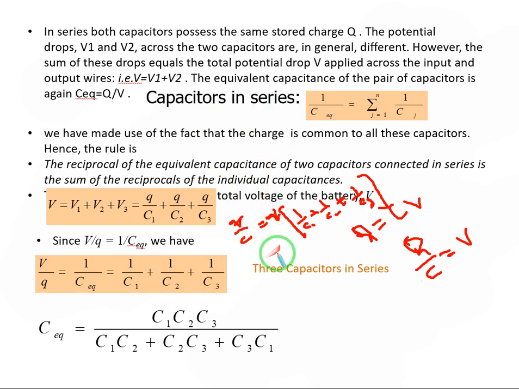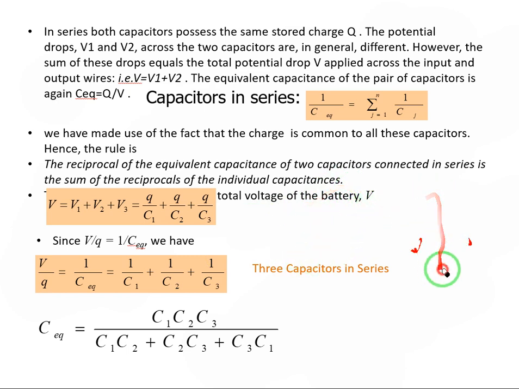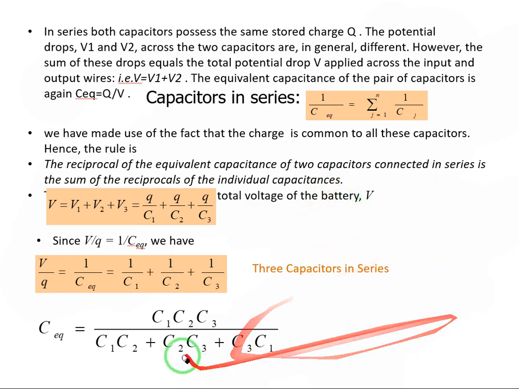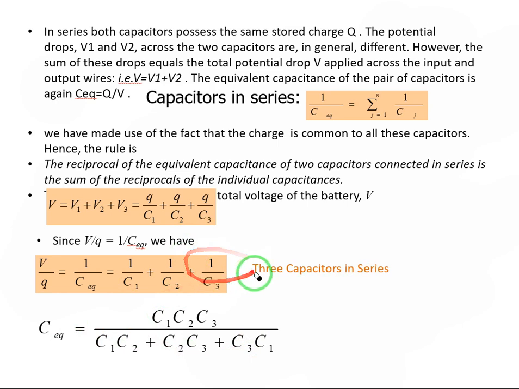I repeat it because you need to keep that in mind. Okay, it's not simple mathematics where you simply add. No, it is based on a formula, because in a series combination voltage is going to be changed and the charge is always constant. Okay. So for the equivalent, you just take the LCM and find it out, but don't add directly, use this formula. This is a simple formula and you can always remember it.